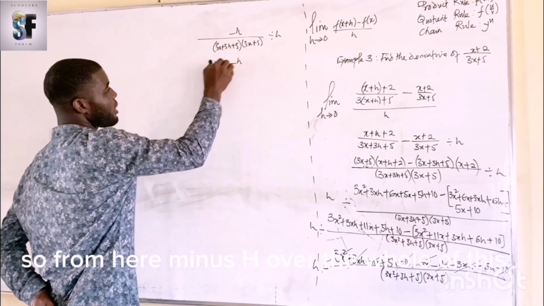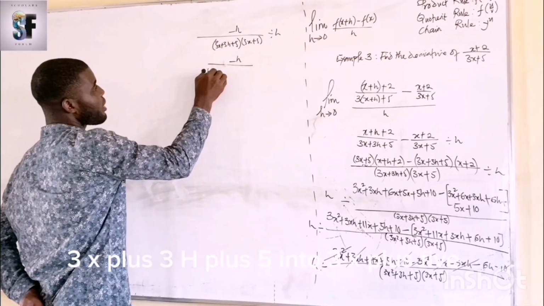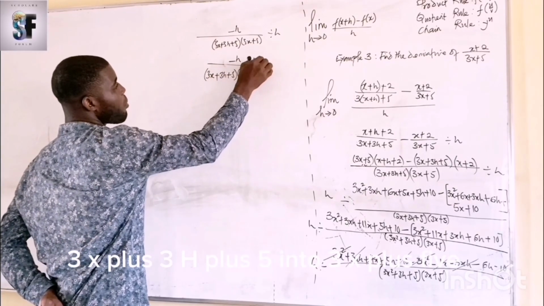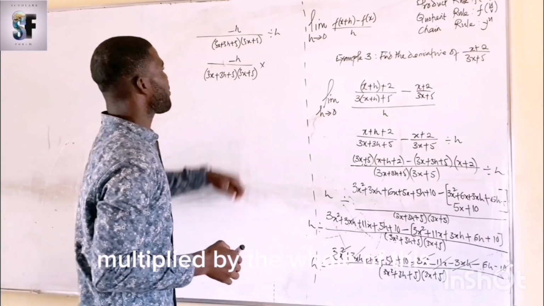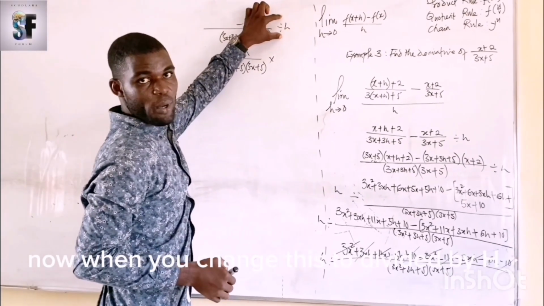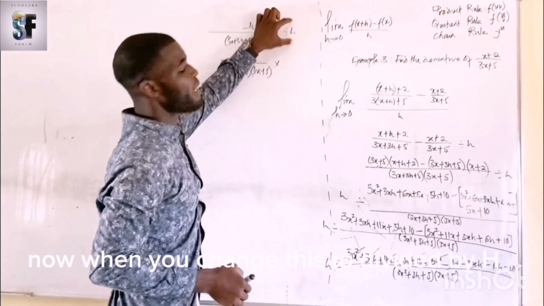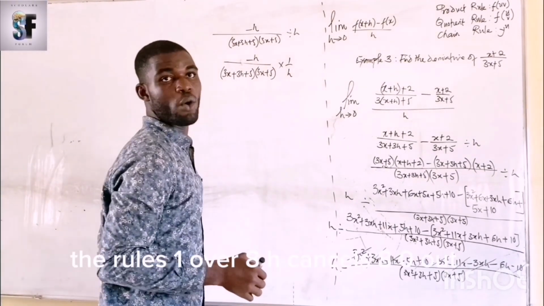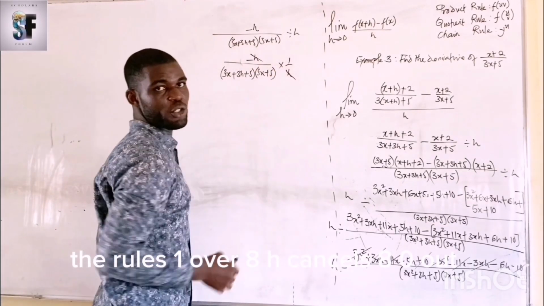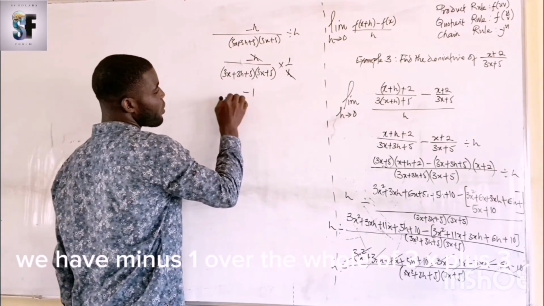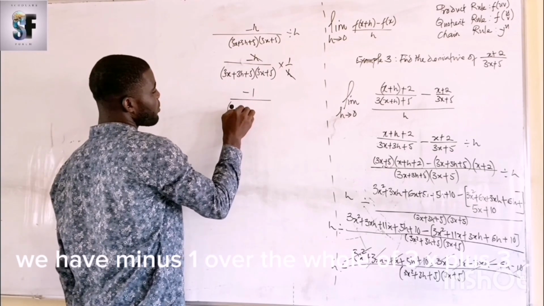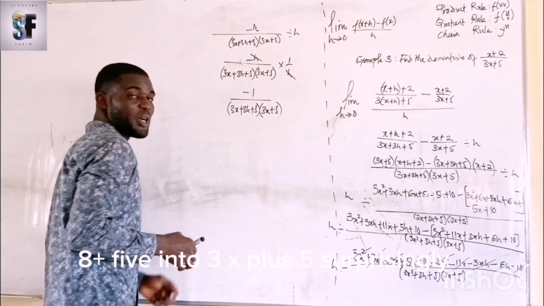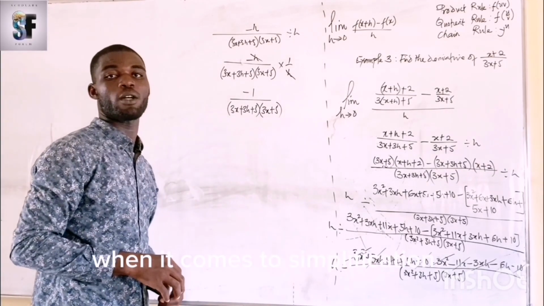So from here, minus h over the whole of this, 3x plus 3h plus 5 into 3x plus 5, multiplied by, okay? Multiplied by the whole of this now. When you change this to divided by h and you change it to multiplication, it happens to be 1 over h. When it goes, 1 over h cancels h out. At the end of the day, we have minus 1 over the whole of 3x plus 3h plus 5 into 3x plus 5. Surprisingly, I can't go any further than this when it comes to simplification.